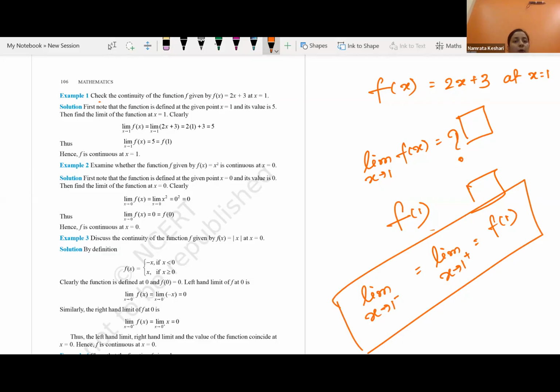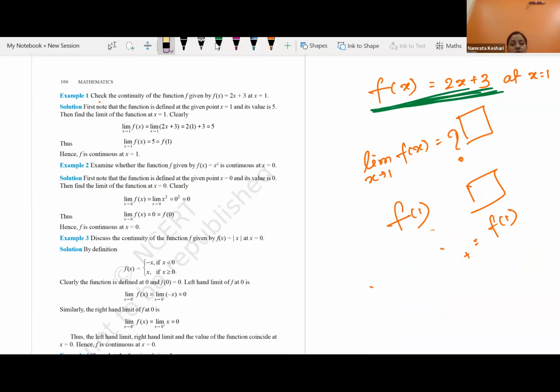Here I'm not talking about left hand limit and right hand limit. Why? Because the function is not a piecewise defined function. Making sense? Okay, so for this type of question, I will be telling you limit x tends to 1. But the moment I see a piecewise defined function, I'll start saying left hand limit and right hand limit have to be the same, and f of 1 also must give the same answer.